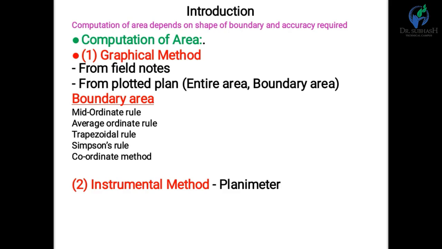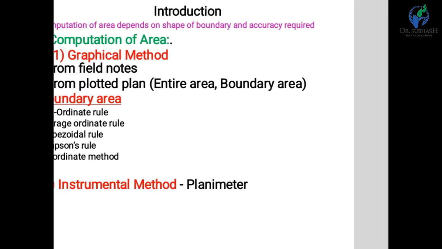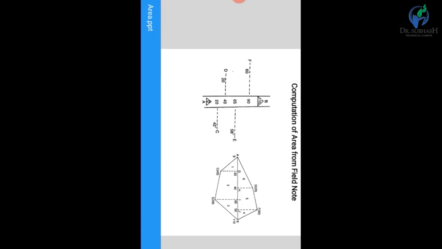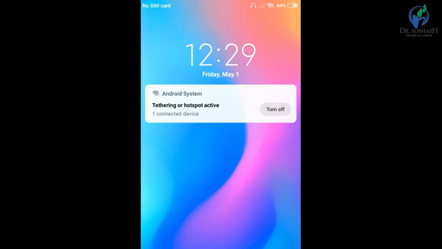Next method is the instrumental method. In this method, the area is measured by using an instrument called the planimeter. In the figure, we see some offsets from the baseline, and we divide the whole area and boundary into a number of known shapes like triangle, rectangle, and parallelogram.